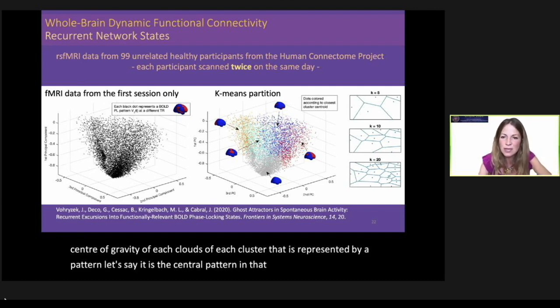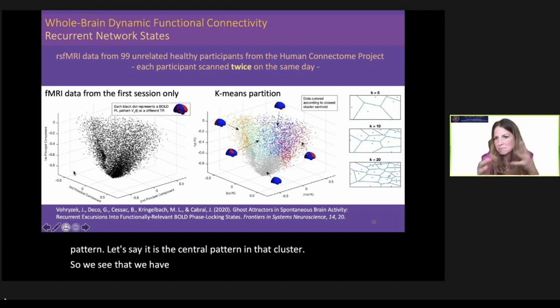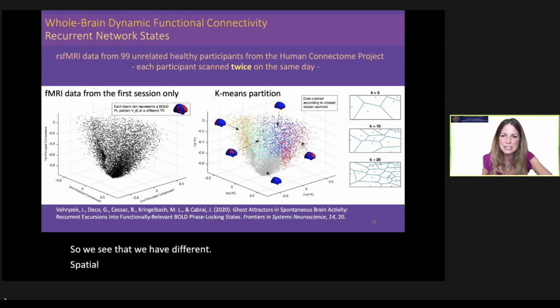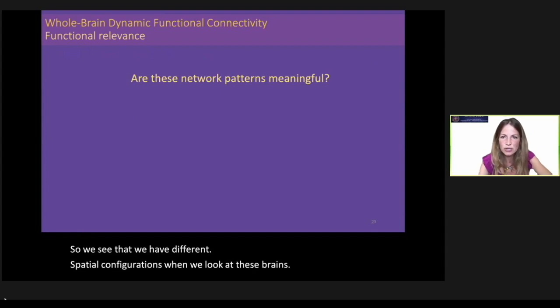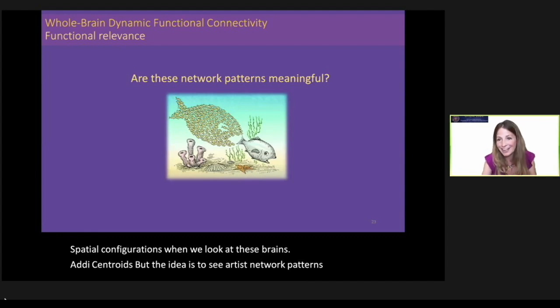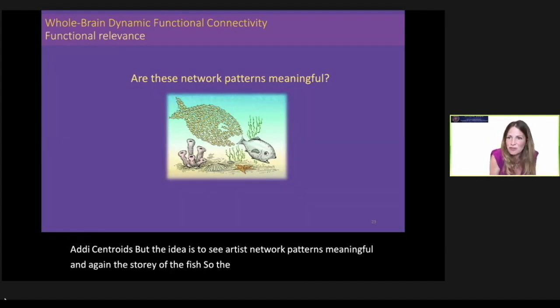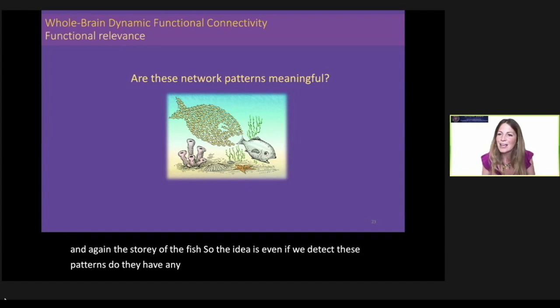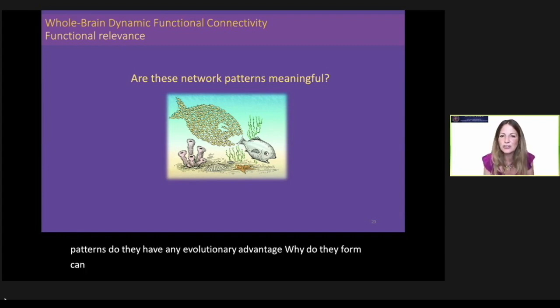So we see that we have different spatial configurations when we look at these brains, at these centroids, but the idea is to see, are these network patterns meaningful? And again, the story of the fish. Even if we detect these patterns, do they have any evolutionary advantage? Why do they form? Can we relate it to the literature that exists?